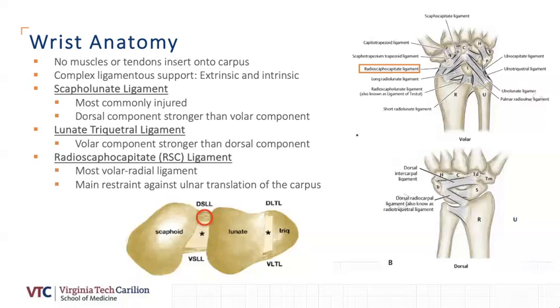And then the other ligament to talk about is the radioscaphocapitate or RSC ligament. And this ligament is located at the volar radial side of the wrist. And it's important because it is going to allow the wrist to prevent ulnar translation of the carpus.